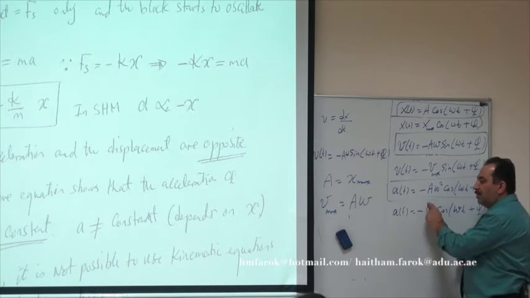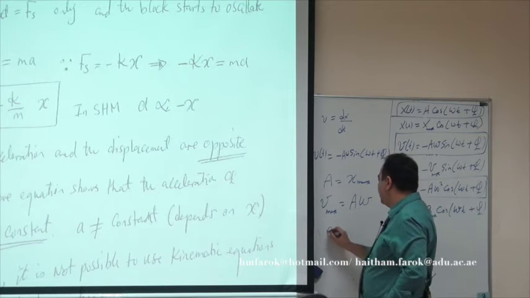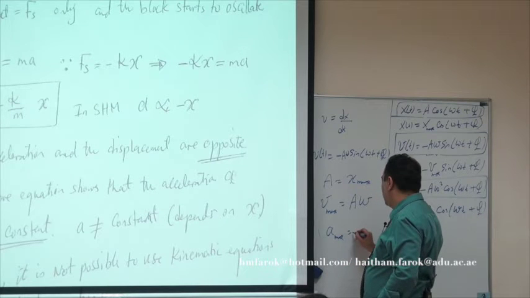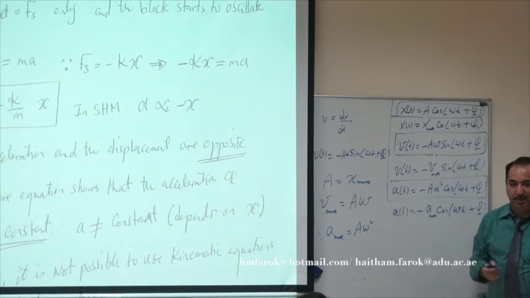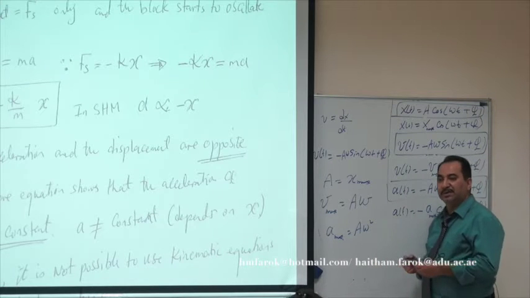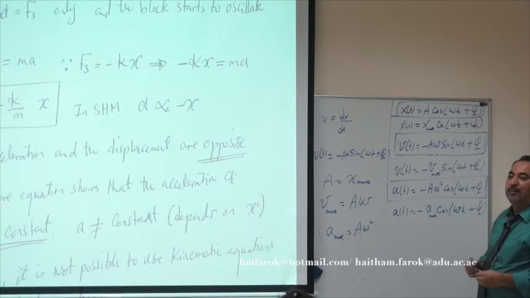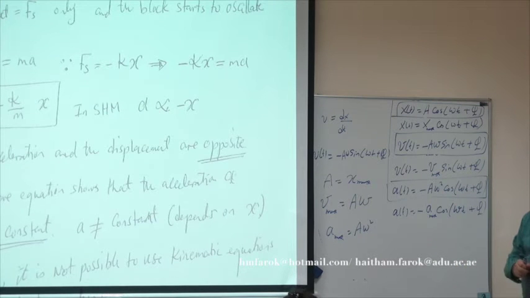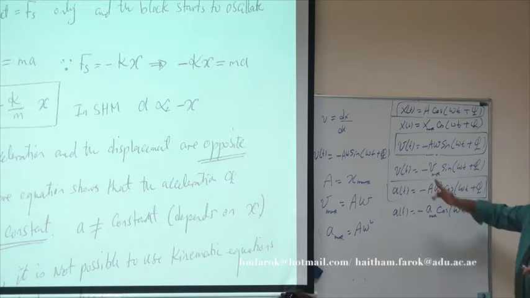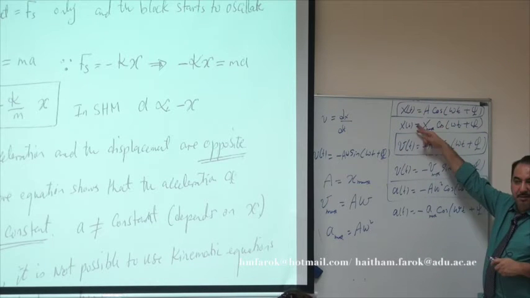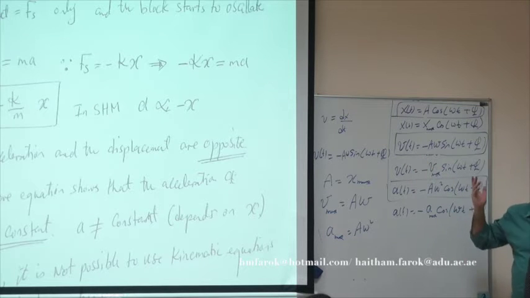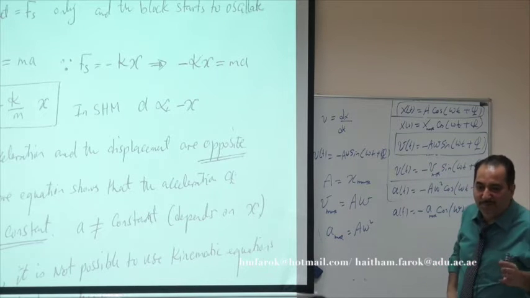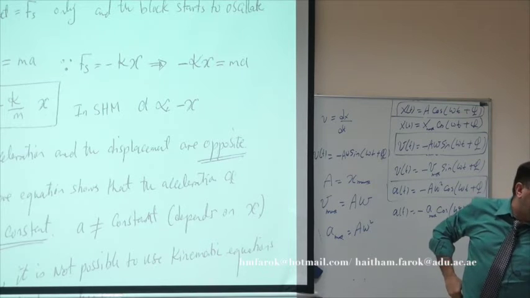Now, here, what's the conclusion? A max, omega. Don't say W, because if you say W, it means work. Omega, this is angular frequency. Now, what do you see now? Three equations of motion. One is x(t), one is v(t), one is a(t). That's it. We found the equations of motion for something oscillating, vibrating.